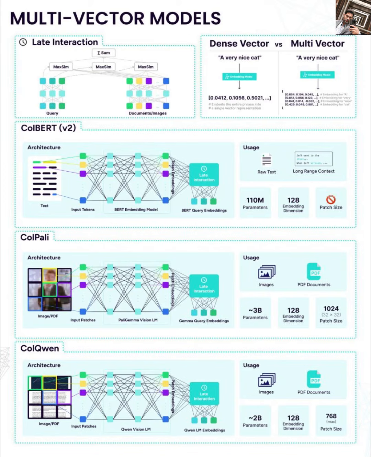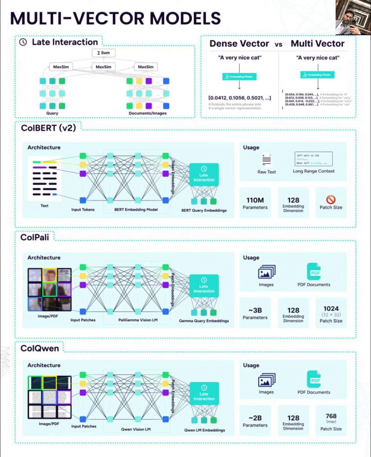Finally, there's ColQwen. This is another multi-vector model designed for images and PDF documents, similar to ColPali, but using a different base model. Its architecture takes image/PDF input, breaks it into input patches, processes through a Qwen Vision LM, and outputs Qwen LM embeddings. It also relies on late interaction, MaxSim. For usage, it's also for images and PDF documents.